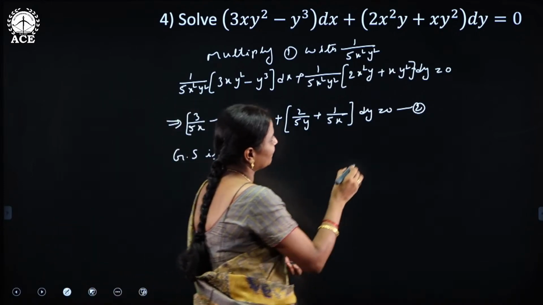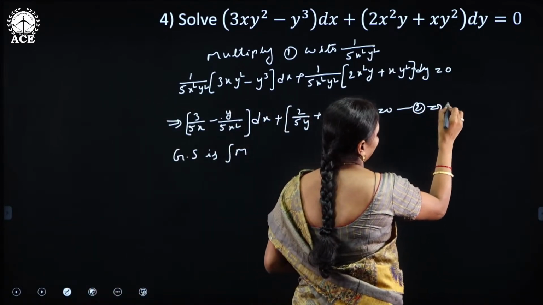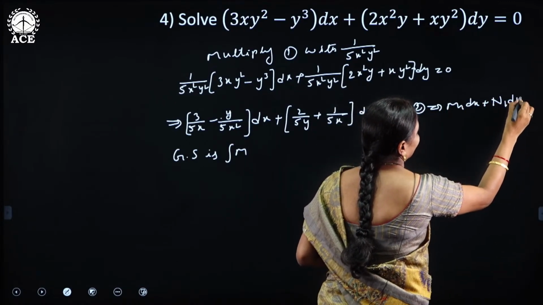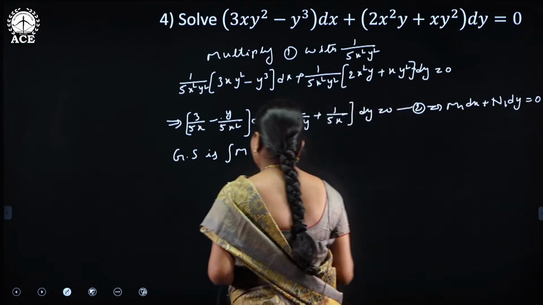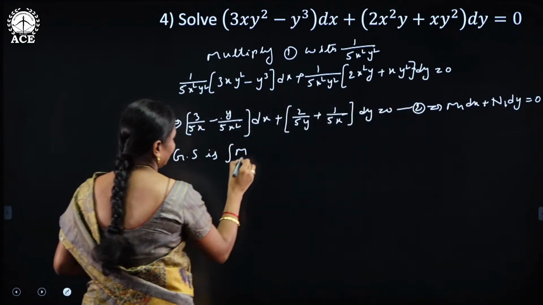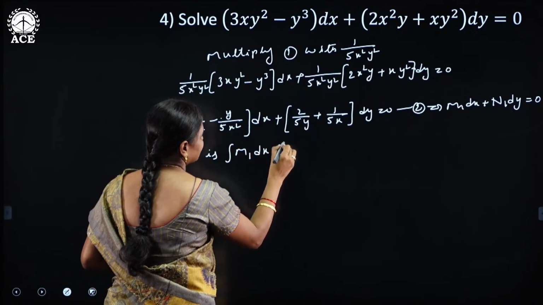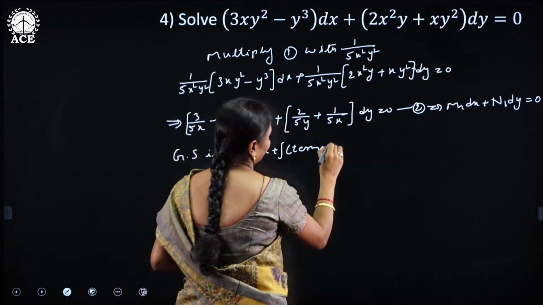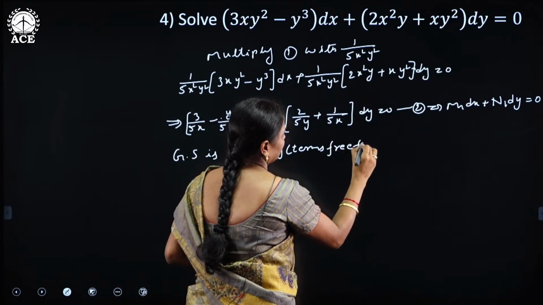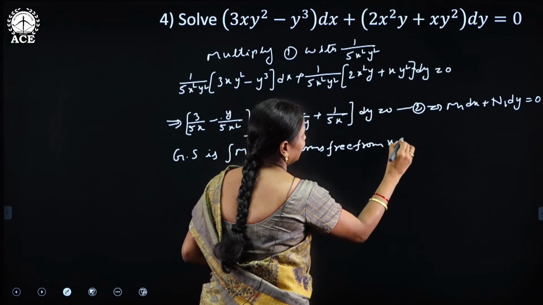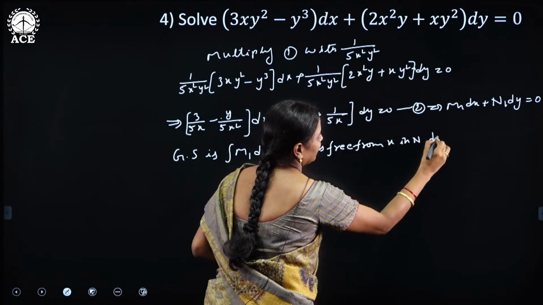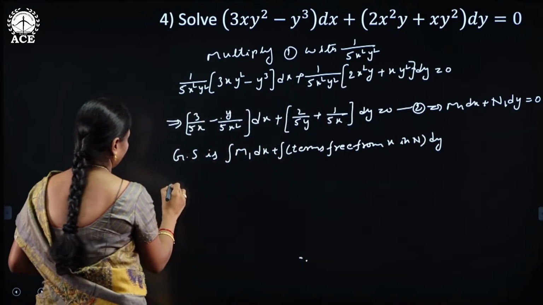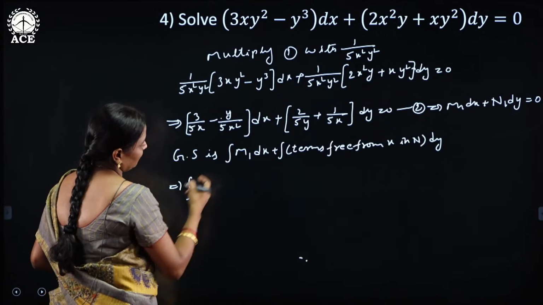So, what is this new differential equation form? This is of the form m1 dx plus n1 dy is equal to 0. Here, how to write the general solution? Integral of m1 dx plus the integral of terms free from x in n1 dy is equal to c. So what is the m1?